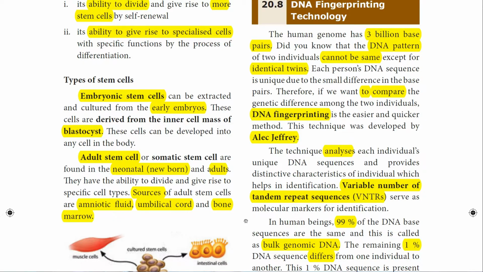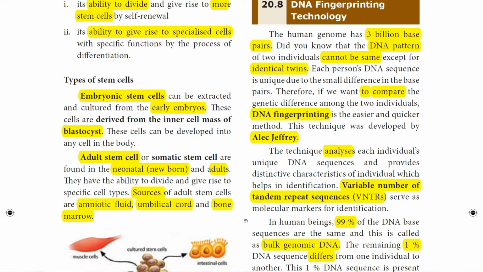Embryonic stem cells are extracted and cultured from the early embryos. So what is an embryo? After fertilization, the zygote becomes the embryo. The zygote is a single cell. It will divide to form a many-celled blastocyst. The cells which are derived from the inner mass of this blastocyst are called embryonic stem cells. And these embryonic stem cells can be developed into any type of cell of the body.